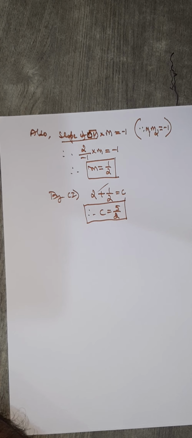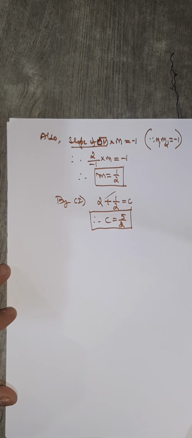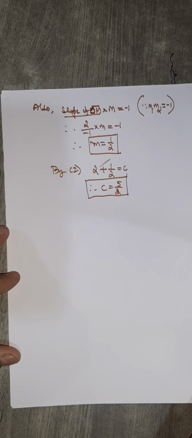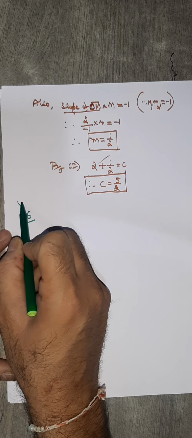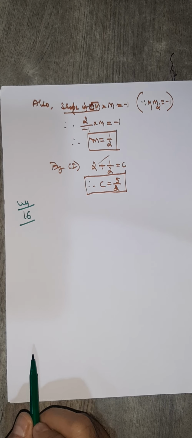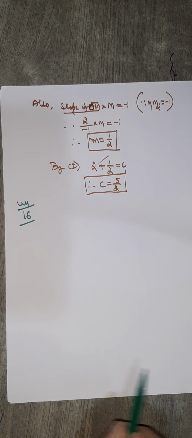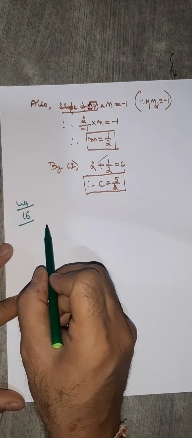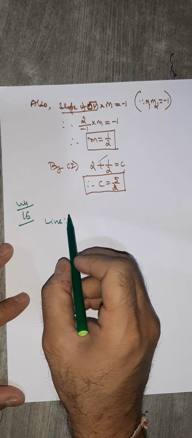Okay, let's go to the next question now. Question number 16. That's also a nice question. P and Q are lengths of the perpendicular from origin to these two lines. Prove that you have this much. Okay, so you are given a line here in the first one.